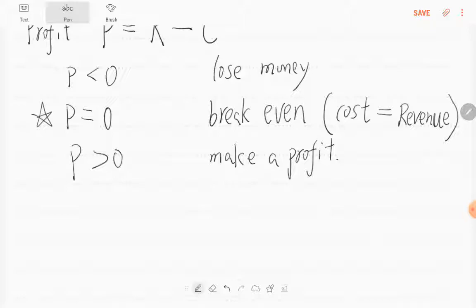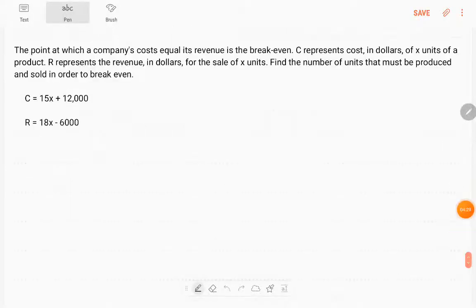Okay, so now let's look at one example. We want to find the break even point. Here C is given by 15x plus 12,000. C is the cost, x is the units of the product. The revenue R is equal to 18x minus 6,000. We want to find the number of units that must be produced and sold in order to break even.